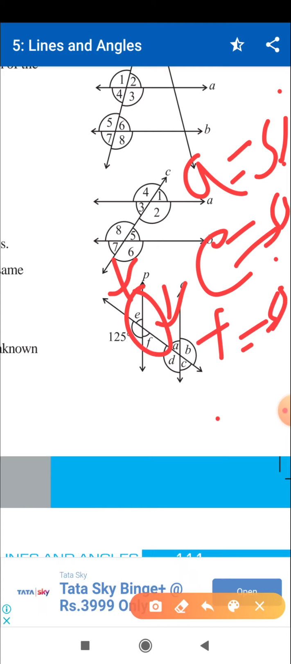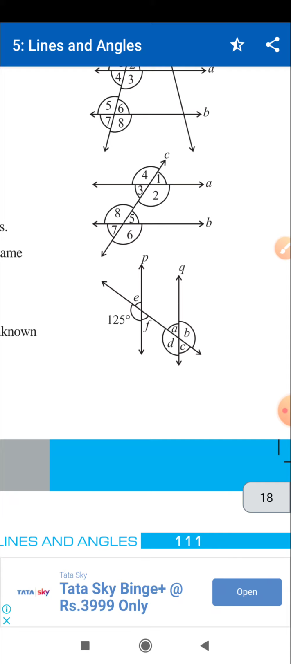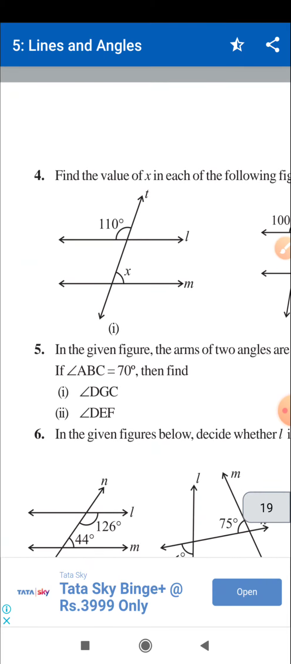So we have the value of D is 125 degrees by the corresponding angle property. The value of B is also 125 degrees by the vertically opposite angle property. The value of A is 55 degrees by linear pair. The value of C is also 55 degrees by the vertically opposite angle property. The value of E is 55 degrees by the corresponding angle property. The value of F is 55 degrees by the vertically opposite angle property. Now move to our next question.